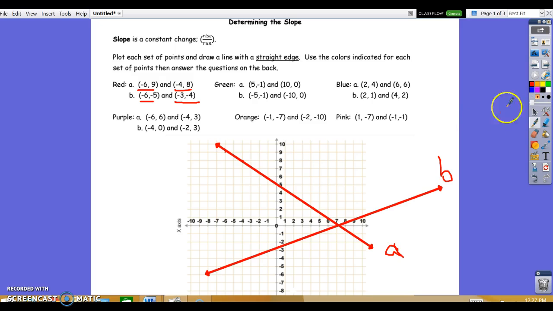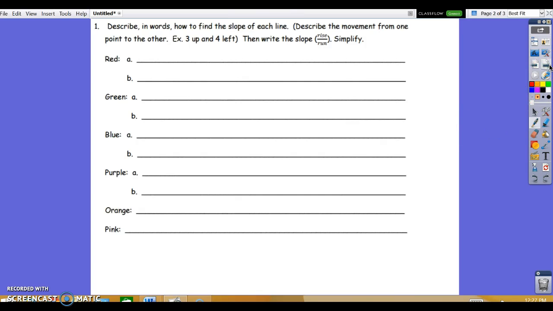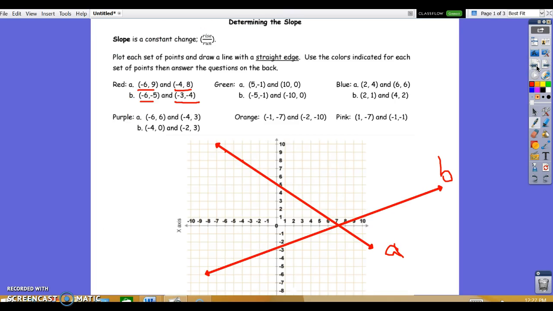Okay, now on the back side, I would recommend drawing in your lines and then going to the back side. It says describe in words how to find the slope of each line. Describe the movement from one point to the other. For example, 3 up and 4 left. Write the slope as a rise over run and then simplify. Okay. We always read our lines like we're reading a book, from the left to the right. So you can see this line is considered going down because I'm starting all the way to the left and going over to the right just like I would read a word.